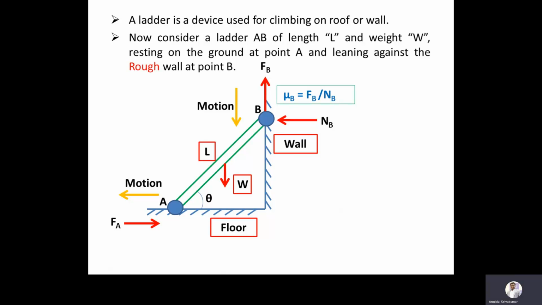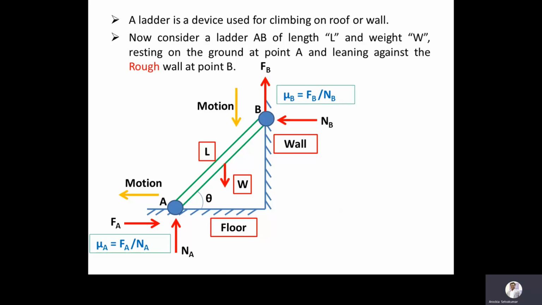So now we have the frictional force. Obviously the ladder and the floor will have another reaction, that is a normal reaction, NA. Once you know the frictional force at A and the normal reaction at A, we can calculate the coefficient of friction at A, that is mu A is equal to FA by NA.